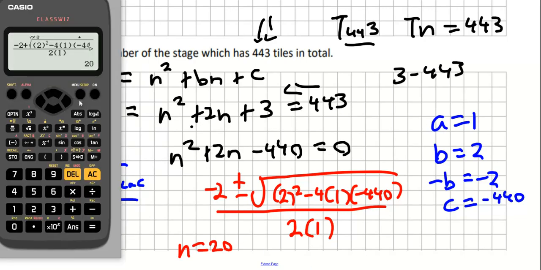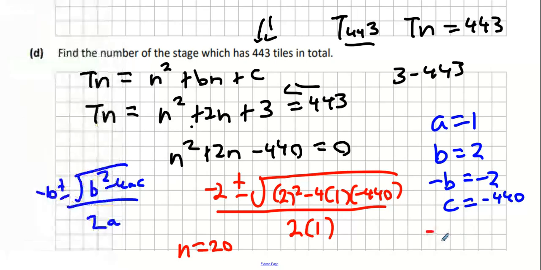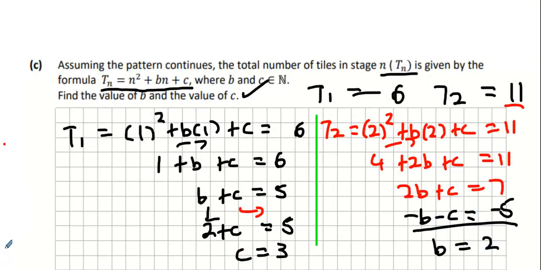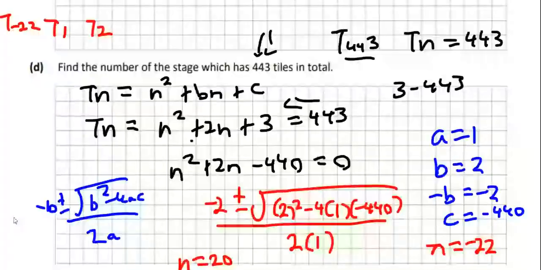And the other answer will be a minus number. And remember, terms cannot be negative. You can't have n equals minus 22 because sequences start off on T1 and T2. There's no such thing as T minus 22. It just doesn't exist. Okay, so T20 is your answer there.